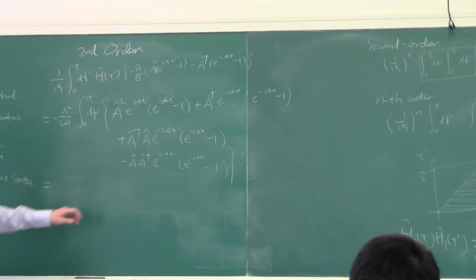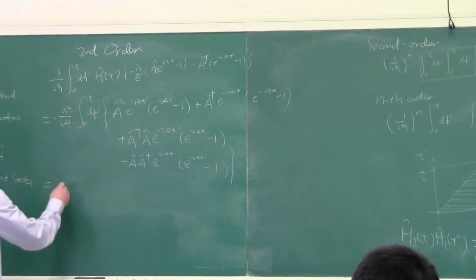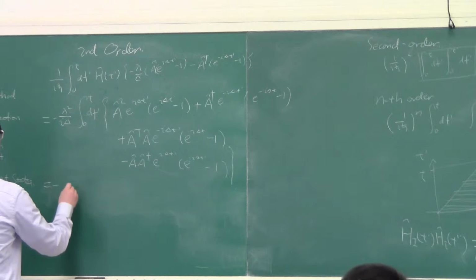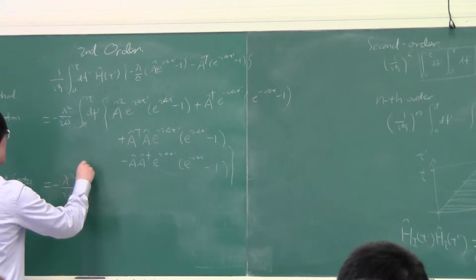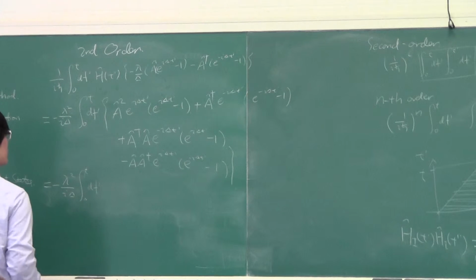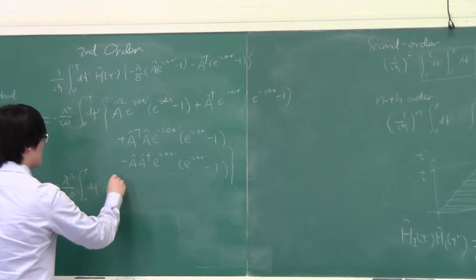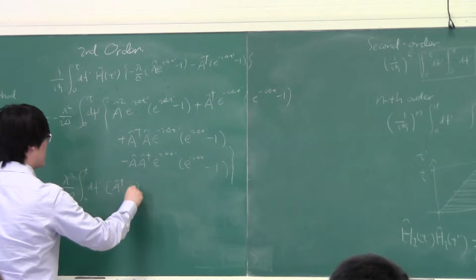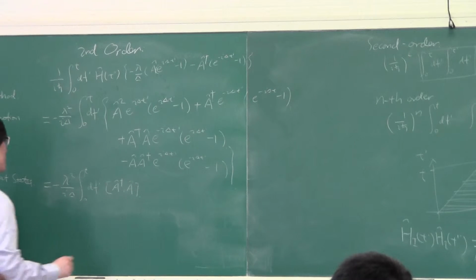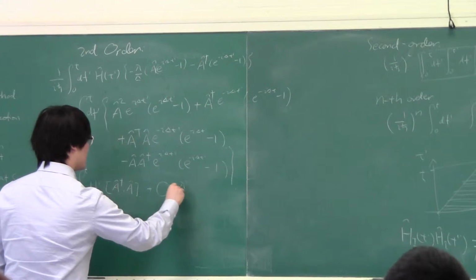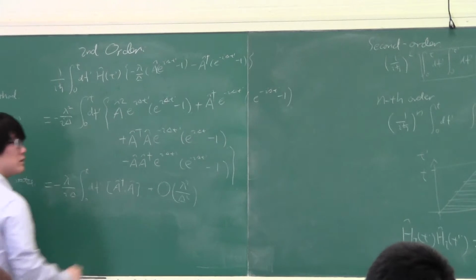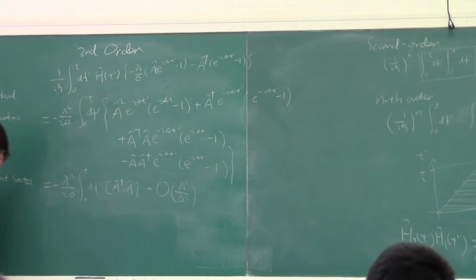Okay. So if I just pick out these things, I'm going to get minus lambda squared over i delta, from 0 to t prime. The constant is just the commutator between A dagger and A, correct? And then I will add something of the order of lambda squared over delta squared, which we neglect. Everything else is of this order. Are there any questions so far?